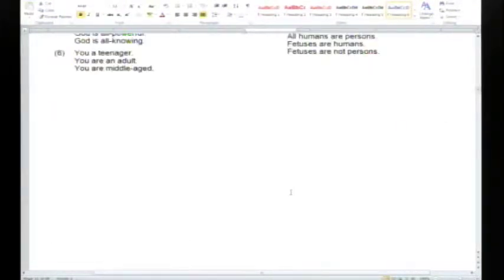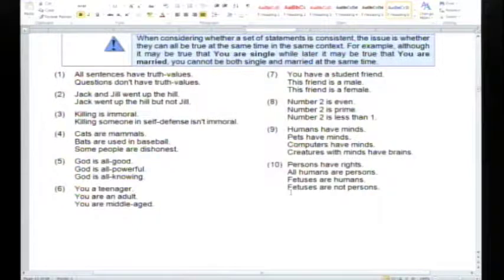In fact, the inconsistency doesn't always have to be explicit. It can be implied. Like, for instance, number 6: you are a teenager, you are an adult, you are middle-aged. What's inconsistent about that set of statements? That's true, but as it applies to you, you can't be a teenager, an adult, and middle-aged all at the same time, right? In any event.